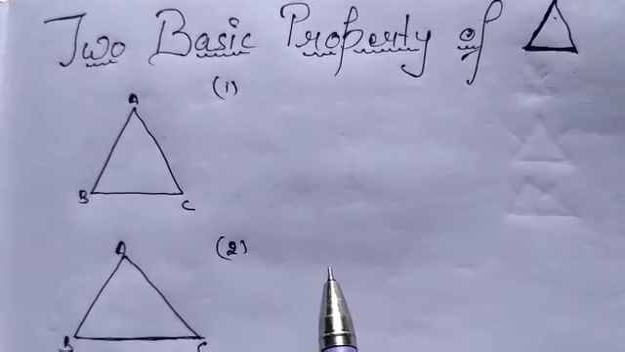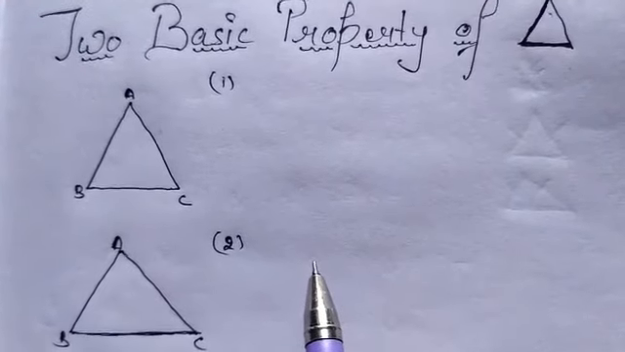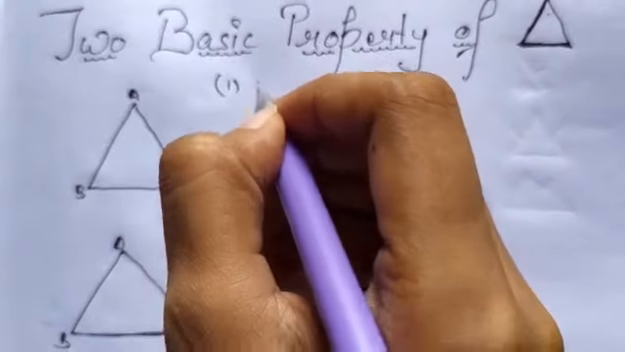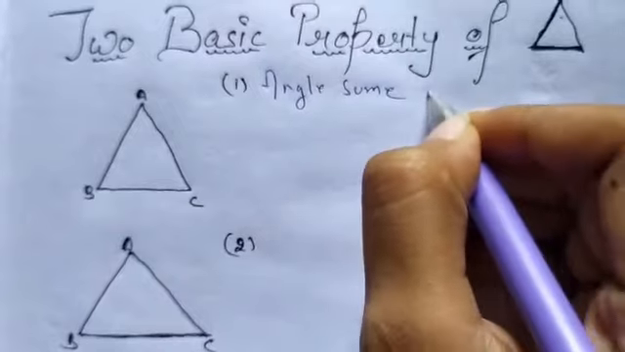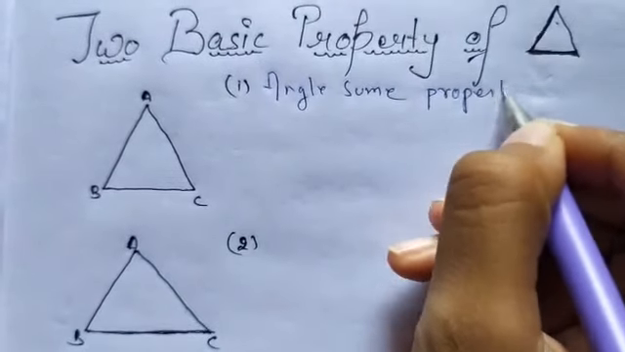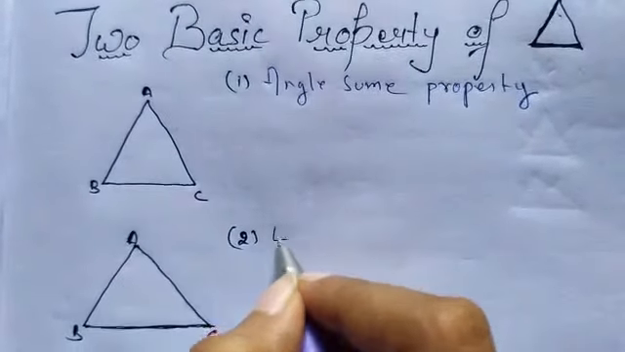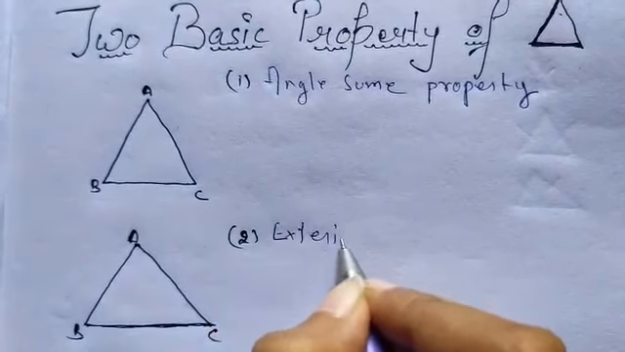Hello everyone. Today we are going to discuss two basic properties of triangle. First, angle sum property. And second, exterior angle property.